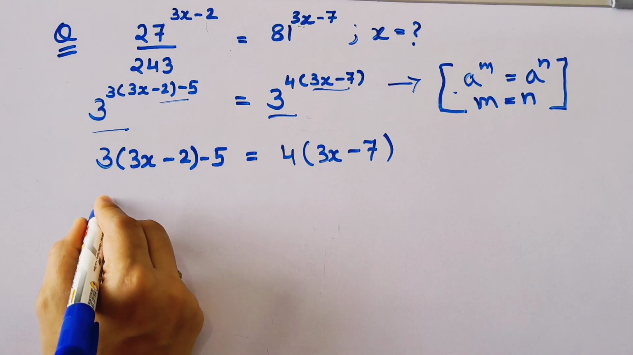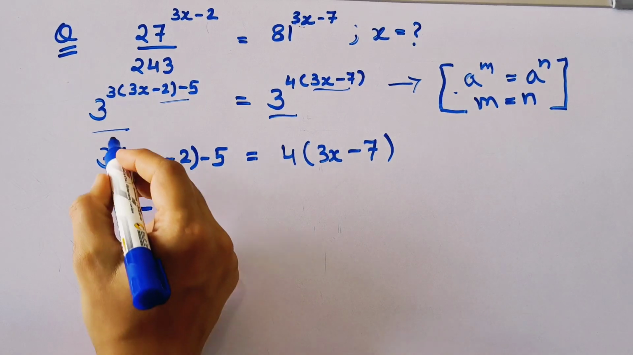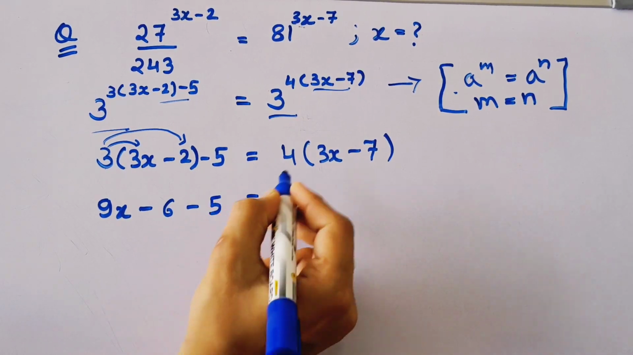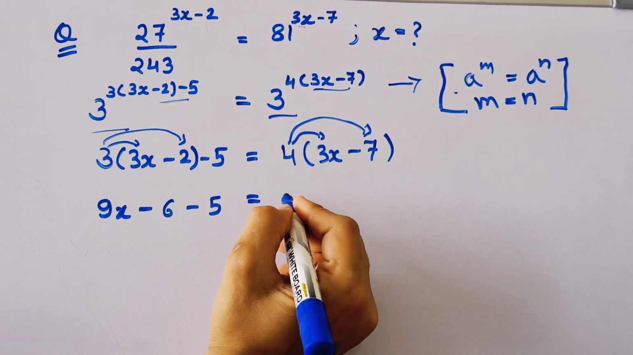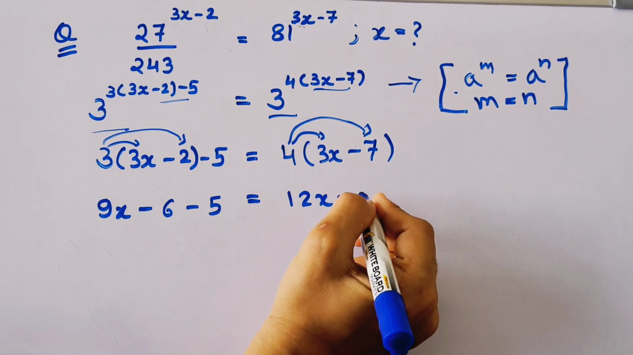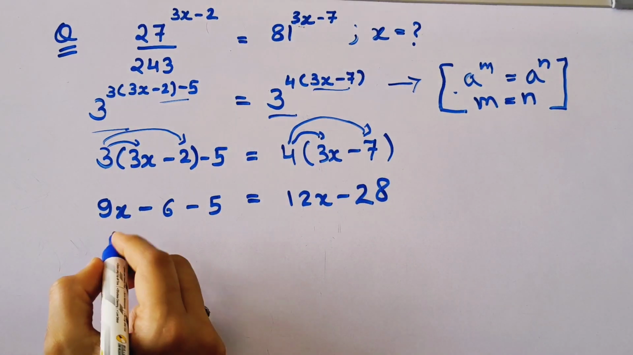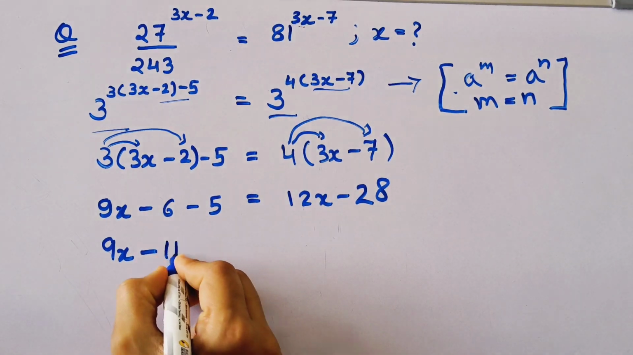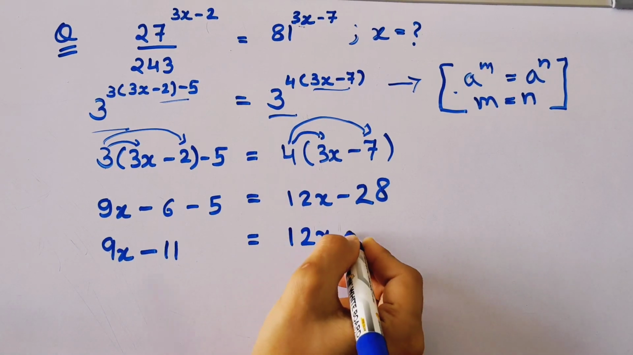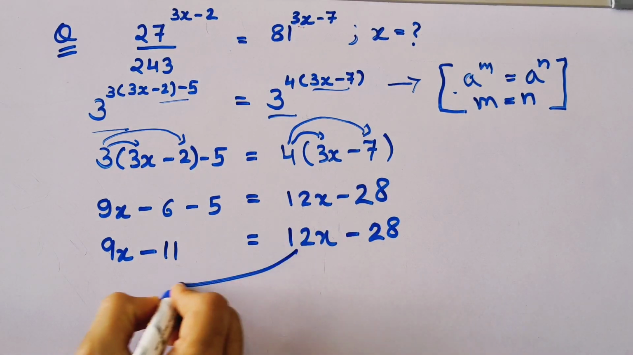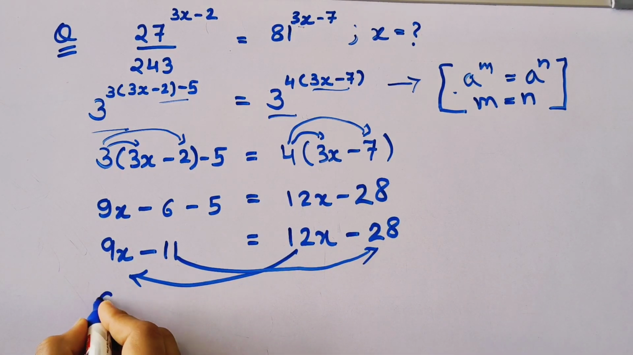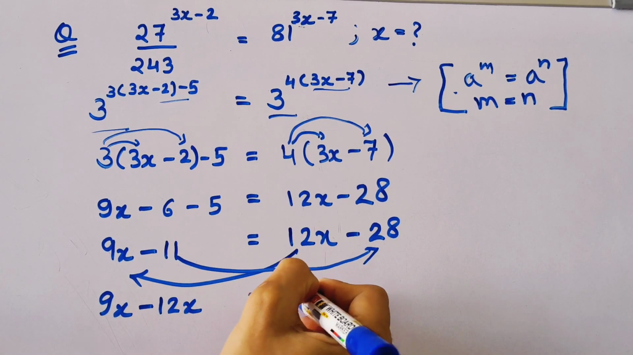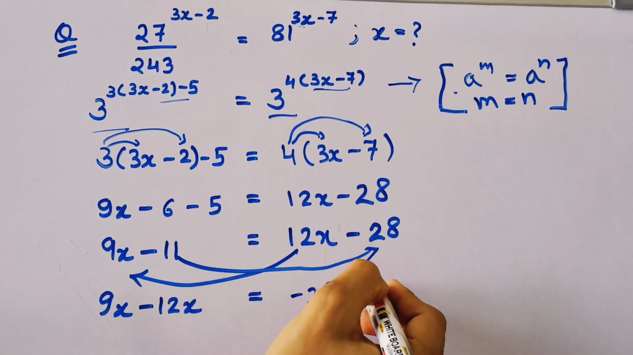So 3 into 3x is 9x, minus 3 into 2, we multiply this and this. So 3 into 2 is 6, minus 5. Now this with this and this with this: 12x minus 28. Now 9x minus 6 minus 5 comes minus 11 equals 12x minus 28. So this 12x will come to this side and this to that side. So 9x, this is plus 12, so here minus 12x, and minus 28 plus 11.